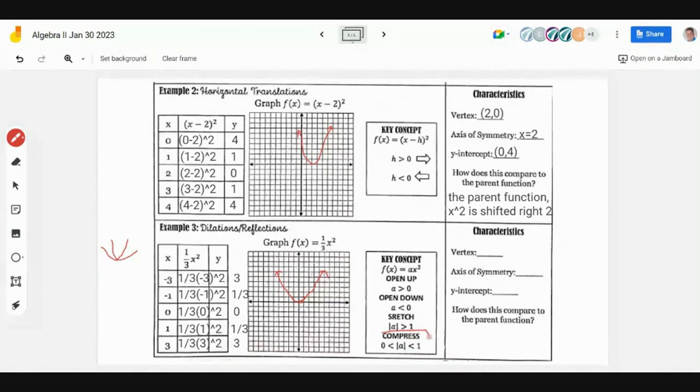I've never tried to put a number less than 1. The absolute value of 1/3 is 1/3, so 1/3 is less than 1. We've compressed it. Our vertex is still at 0, 0 because we didn't select a file, we didn't move anything left or right or up or down. All we did is a compression.